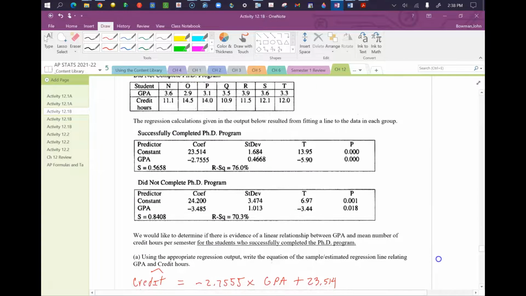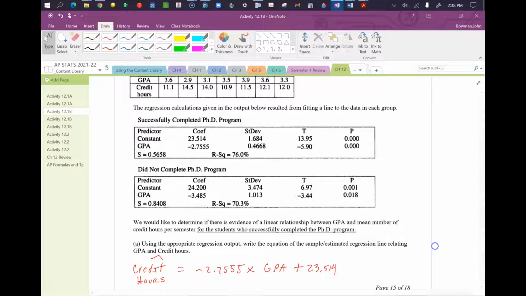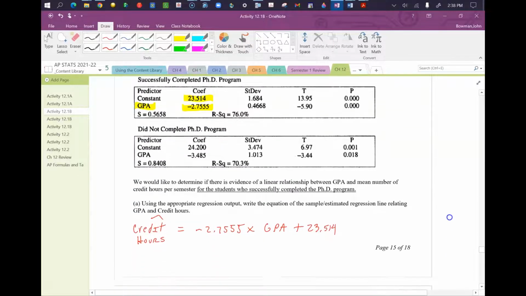So the first part asks you to write the regression equation for the sample. That is simply reading it off the computer output for those who completed the PhD program. That's the first set of computer output here. Here's the slope, here's the y-intercept, and GPA is the explanatory variable.